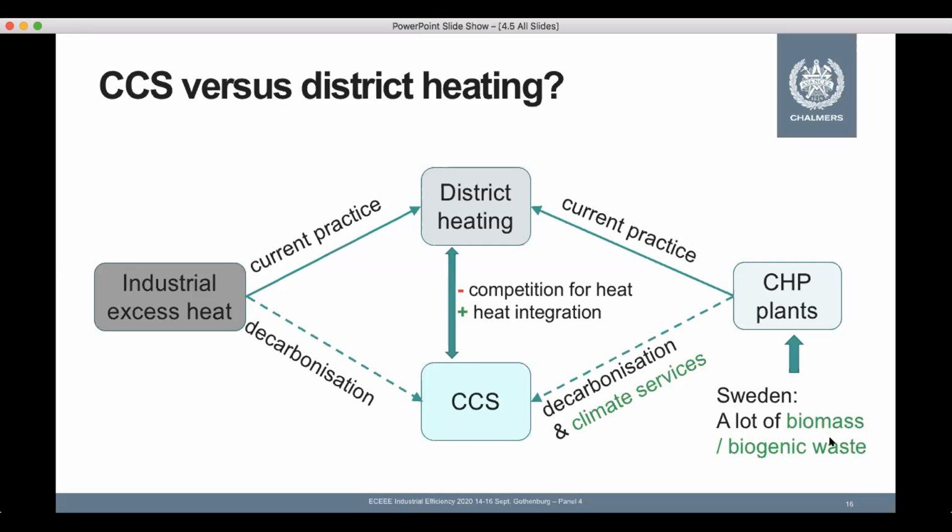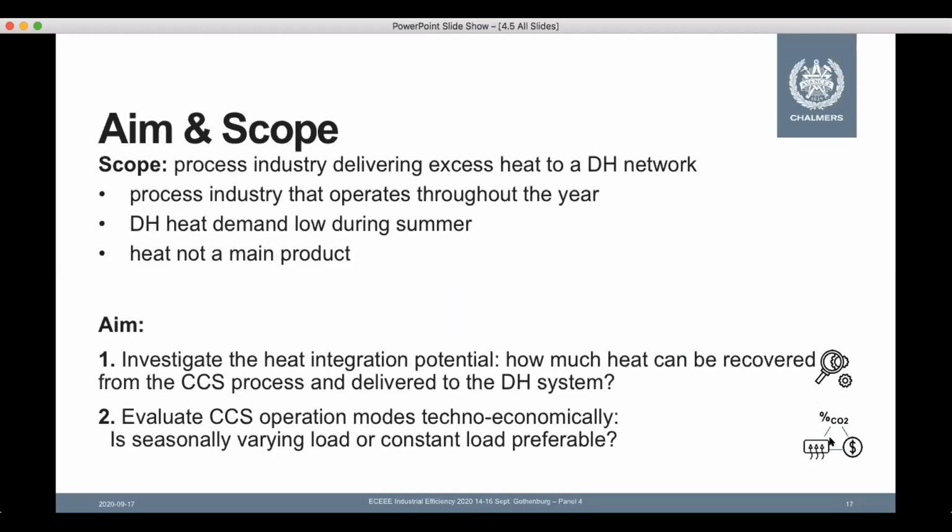What is interesting then is that the character will change. We may not call this excess heat anymore. Once we have to install a CCS plant, then maybe there's no excess heat left, basically. So this is heat that has to be used for the process. So it's also a matter of definition, perhaps. I'm not going to go into those details though, but just as a side remark.